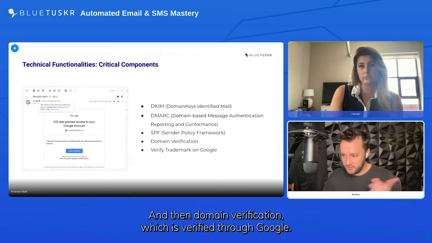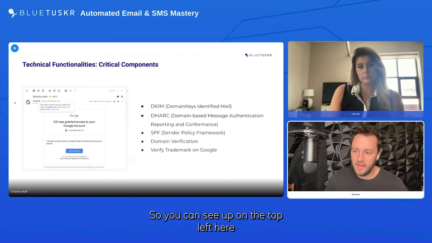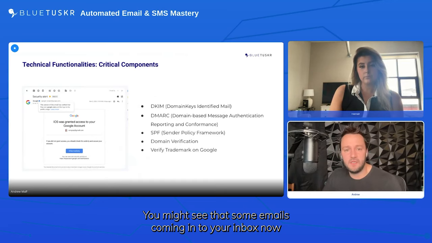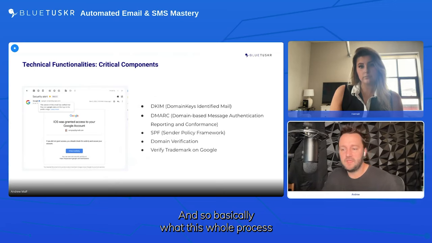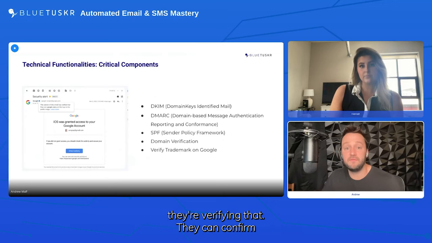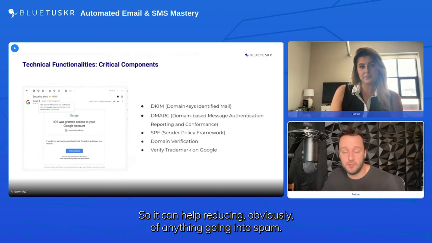And then domain verification, which is verifying through Google. So you can see up on the top left here how Google's got that little blue check mark. You might see that some emails coming in to your inbox now have this little blue check mark. And so basically this whole process is a verification from Google. It's kind of like if you get one on Instagram or Facebook or something like that, they're verifying that they can confirm that you are the business that you are claiming to be. So it can help reduce, obviously, anything going into spam.